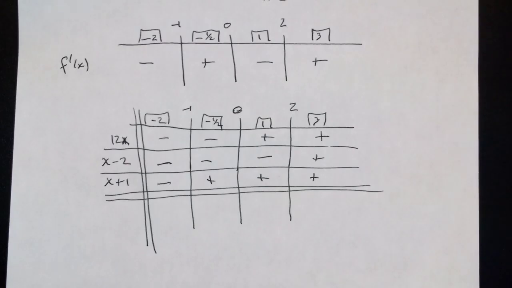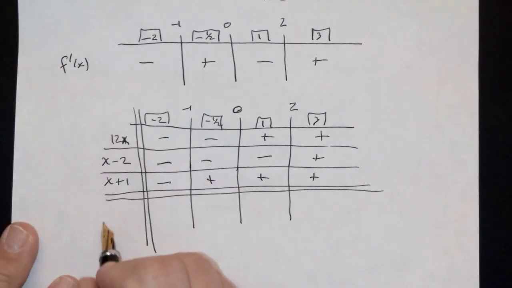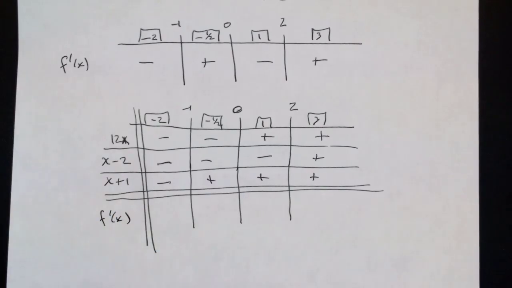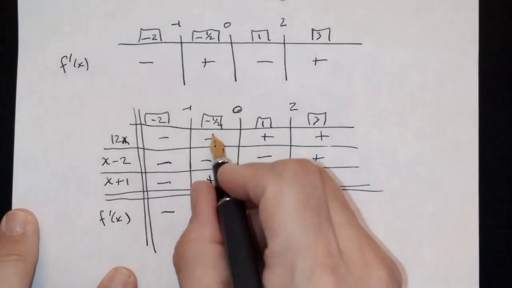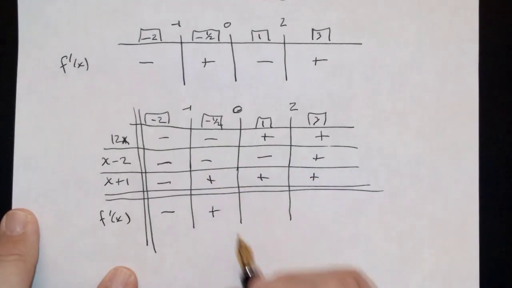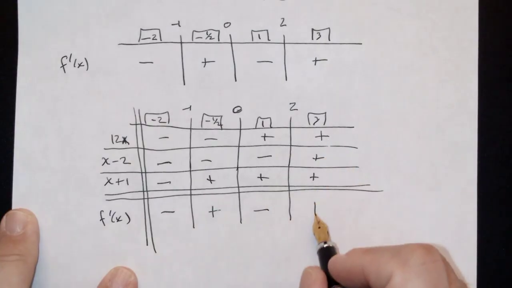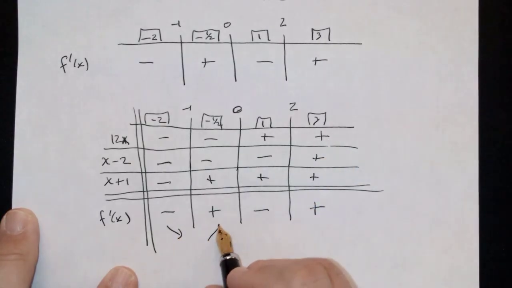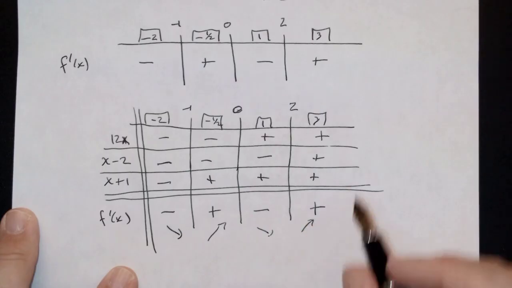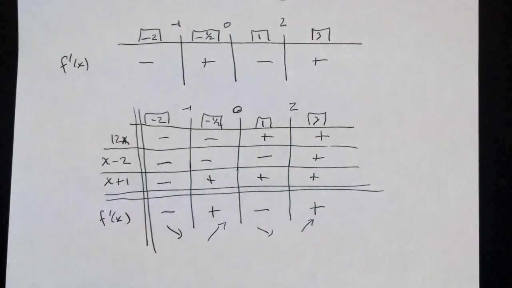But to get f prime, I have to multiply all these three things together. So I multiply down, and that gives me f prime. So multiply down each column. Negative times negative times negative is negative. Negative times negative times positive. Positive times negative times positive, and three positives. And I get the exact same result I got up here. But the arithmetic is easier.